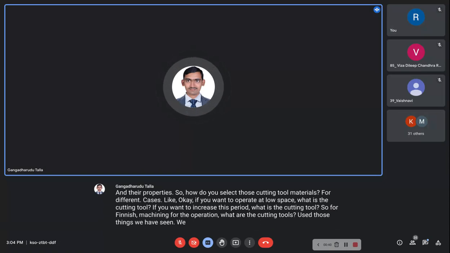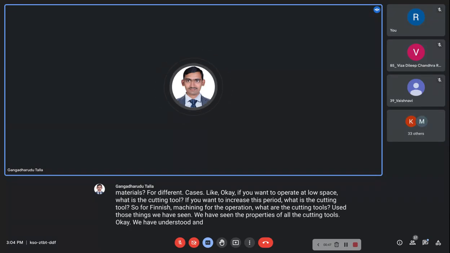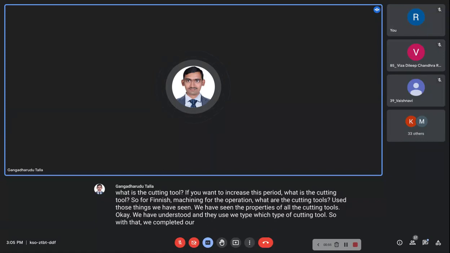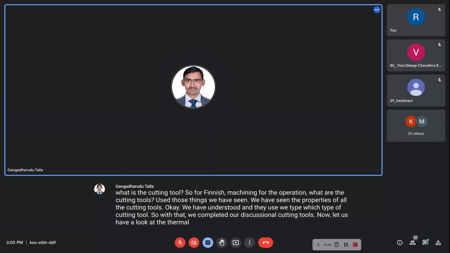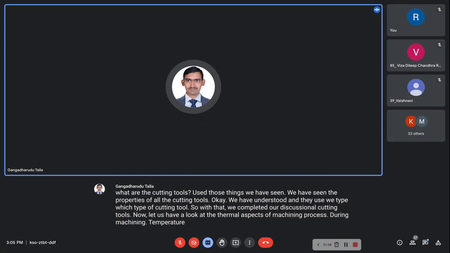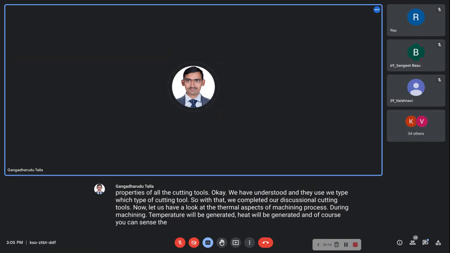We have seen the properties of all the cutting tools, and we have understood when to use which type of cutting tool. So with that, we completed our discussion on cutting tools. Now let us have a look at the thermal aspects of machining process. So during machining, temperature will be generated, heat will be generated, and of course you can sense the heat in the form of temperature.